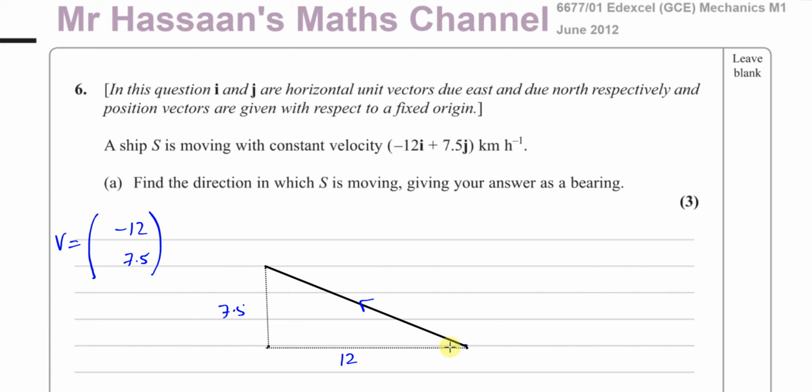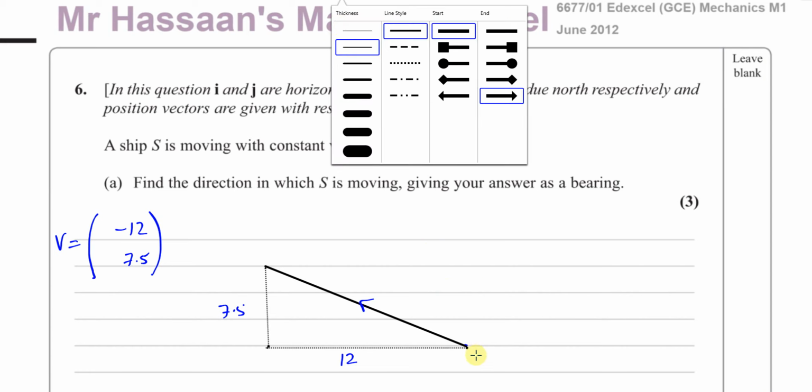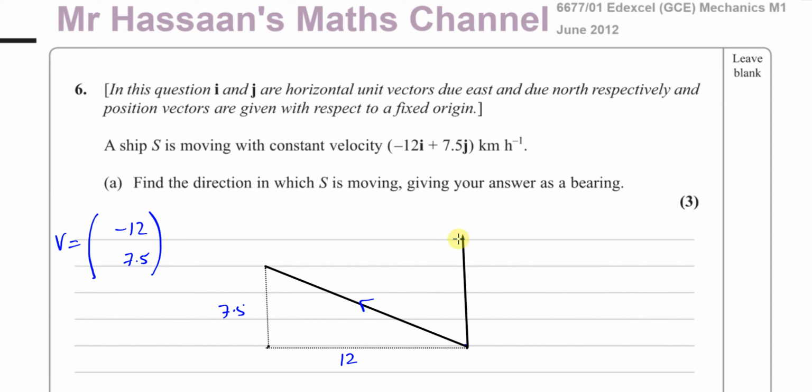It starts from this point over here, so I'm going to draw a north line at this point, because that's where it's starting from. Bearings are always measured from the north line, and they're always measured in the clockwise direction. So we're looking for the angle over here.